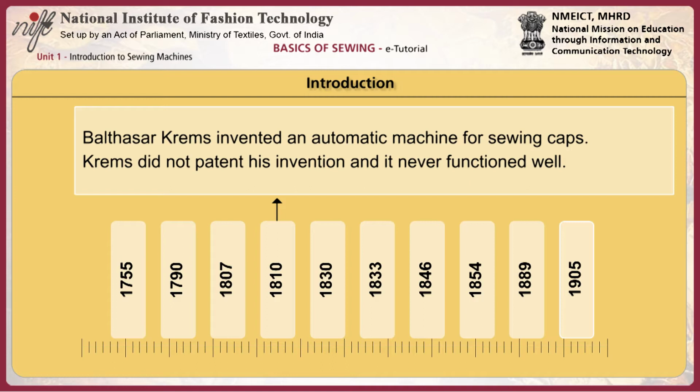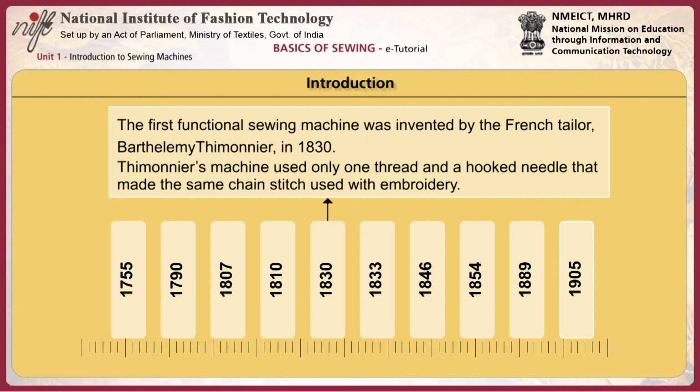In 1810, B. Krems, a German, invented an automatic machine for sewing caps. Krems did not patent his innovation and it never functioned well. In 1830, the first functional sewing machine was invented by the French tailor B. Thimonnier. Thimonnier used only one thread and a hooked needle that made the same chain stitch used with embroidery.